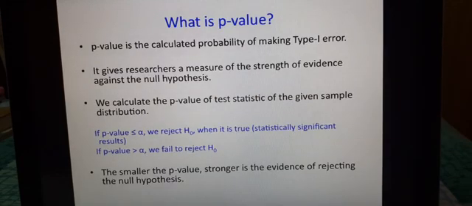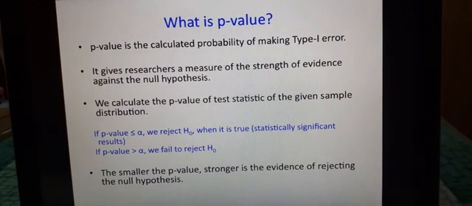Now, what is this p-value? P-value is the calculated probability of making type 1 error. Before this session, we had a discussion that probability of type 1 error was related to alpha, the value of alpha. Here, we are talking about calculated probability. Mark this term. P-value is the calculated probability of making type 1 error. And its relevance lies in that it gives researchers a measure of strength of evidence against the null hypothesis.